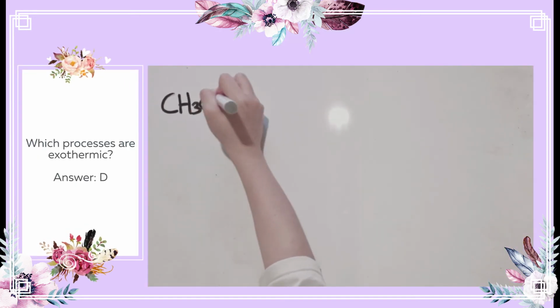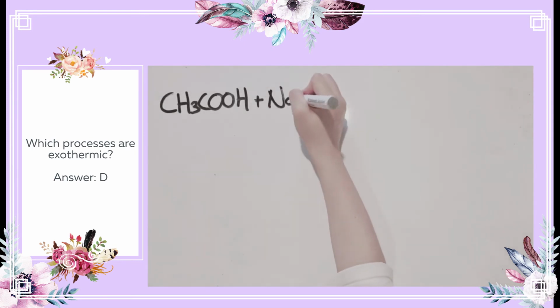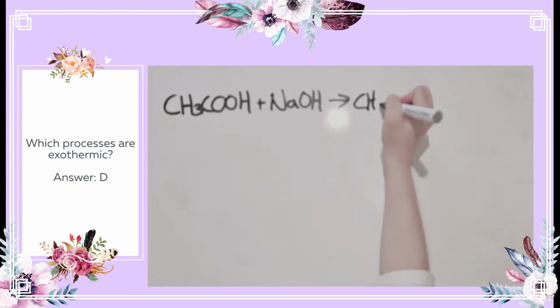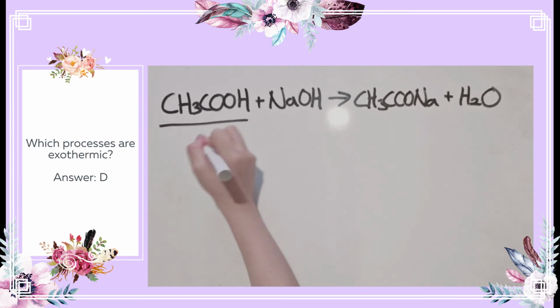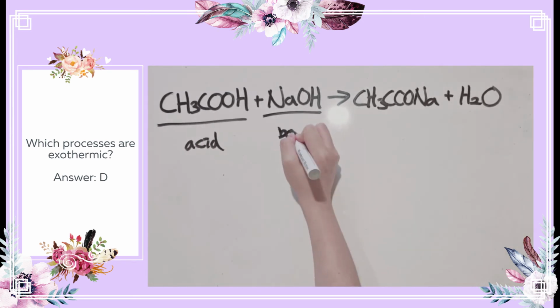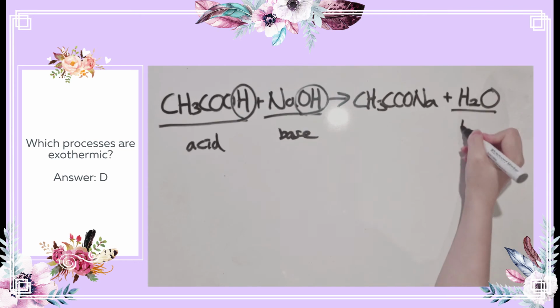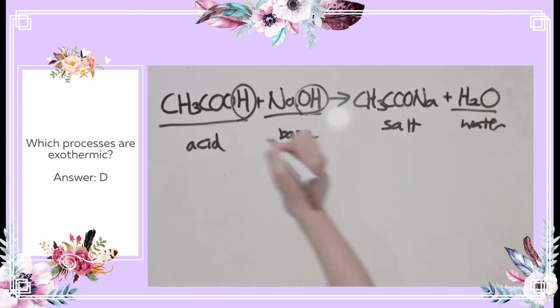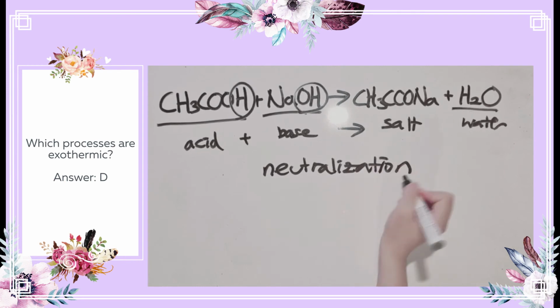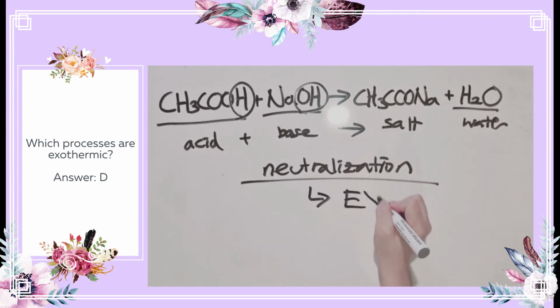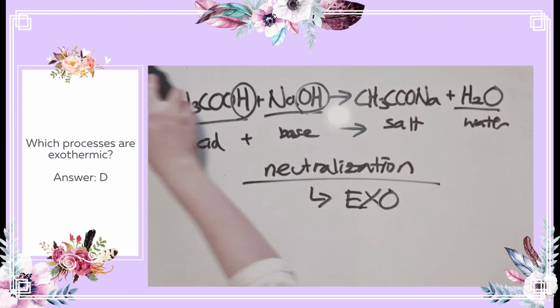Which processes are exothermic? So we're given 3 reactions. First one is between ethanoic acid mixed with sodium hydroxide. So this one is an acid and base reaction, producing salt and water. So this is a neutralization reaction, and we know that neutralization reactions are all exothermic.